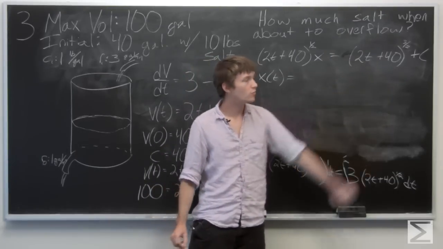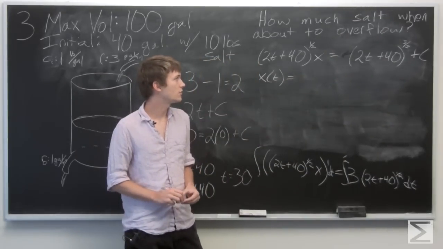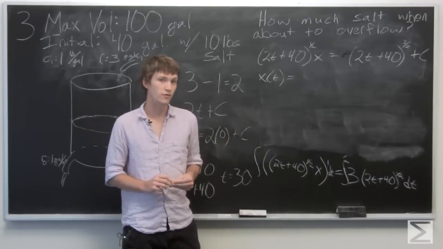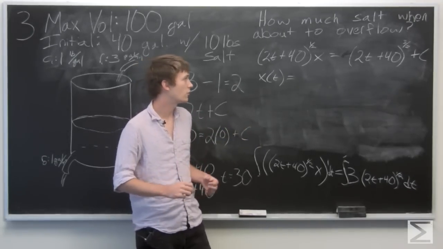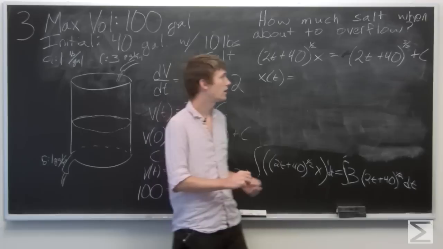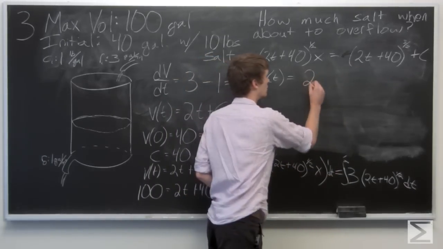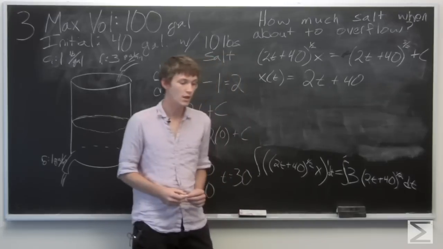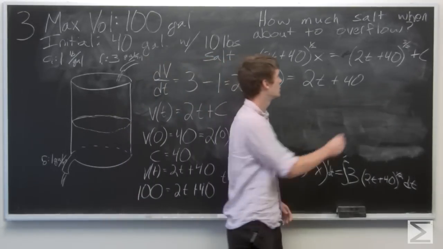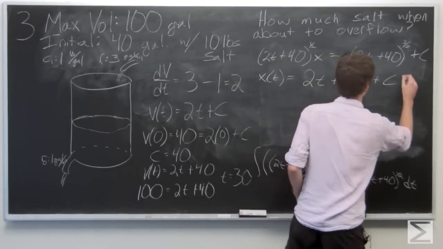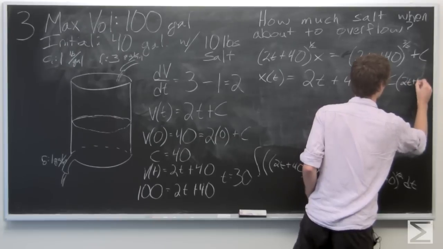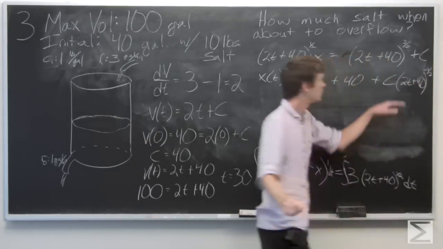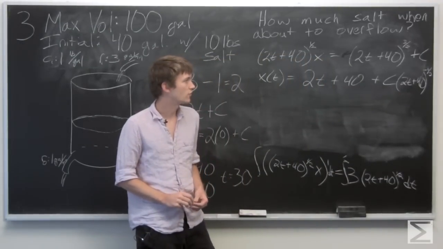Multiply this first term. We see that when we add the exponents, we get 2t plus 40 to the power of 3/2 plus negative 1/2, which is simply 2/2. So this is just 2t plus 40, and then c times 2t plus 40 to the negative 1/2 is the last term.